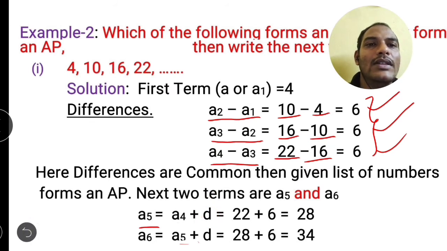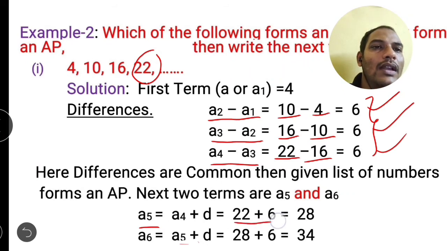So what is the preceding term here? A4 is the preceding term, that is 22. And which is the common difference? Yes, this 6 is the common difference. So 22 plus 6 equals 28. So the fifth term is 28. Next, the sixth term, that is A5 plus D. What is A5? That is 28. So 28 plus the common difference 6. 28 plus 6 equals 34.